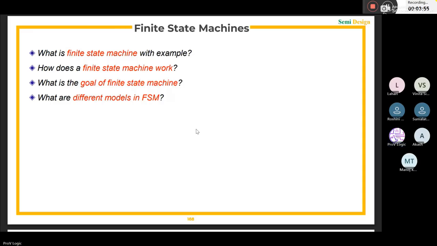Okay. Others, can you tell me the applications of finite state machine? Why do we prefer FSM?